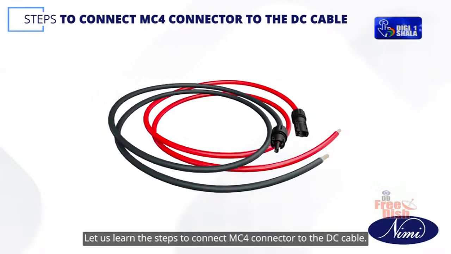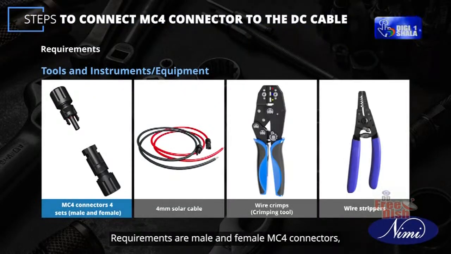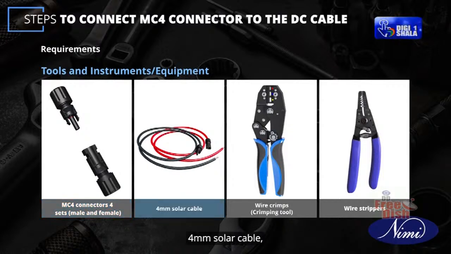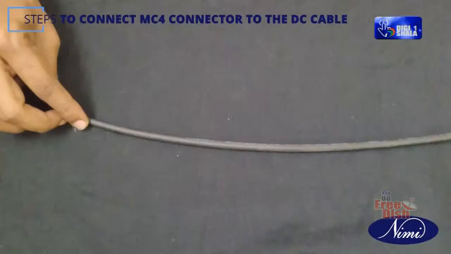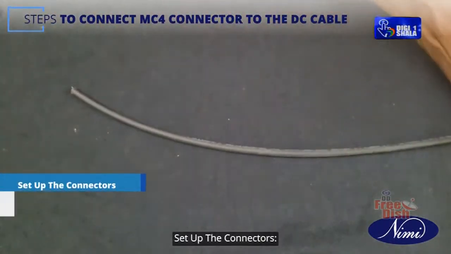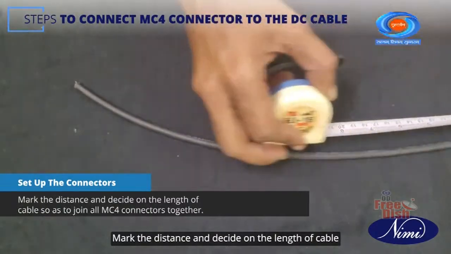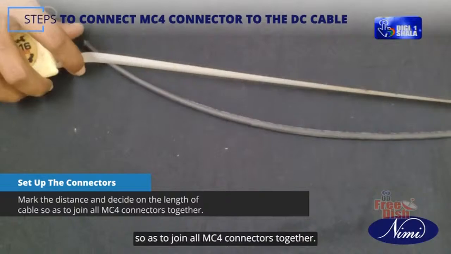Let us learn the steps to connect MC4 connector to the DC cable. Requirements are male and female MC4 connectors, 4 mm solar cable, wire crimps, and wire strippers. Set up the connectors. Mark the distance and decide on the length of the cable so as to join all MC4 connectors together.